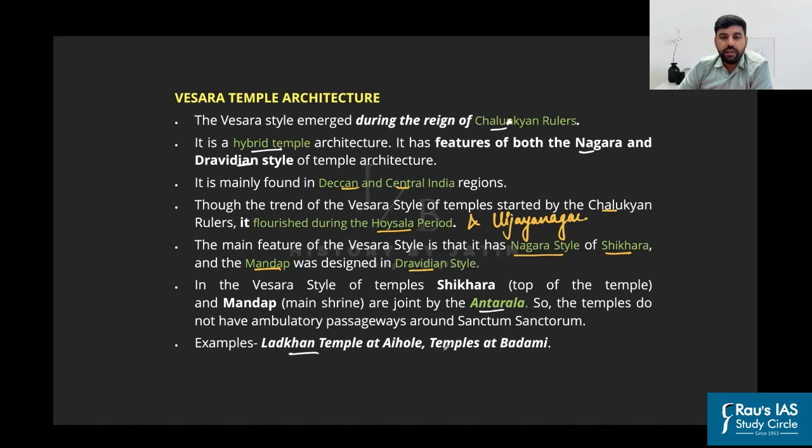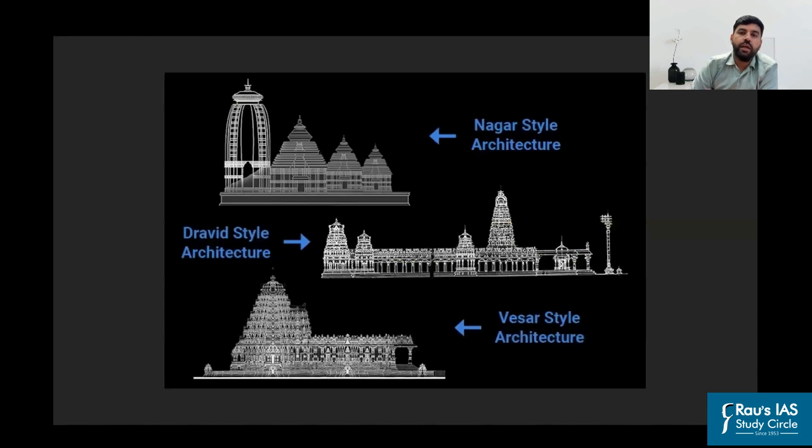Examples are Ladkhan temple and other temples of Badami. All of them belong to the Chalukyas. See, Nagara style, Dravida style, Vesara style. Okay. Here you do not have this. Look, there is no mandap here. You don't have any mandapas.